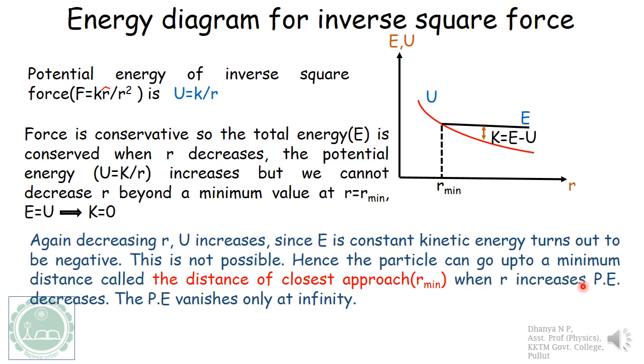When r increases, potential energy decreases. U is equal to K by r. The potential energy vanishes only at infinity. It will become 0 only at infinity. Thus the motion is unbounded.